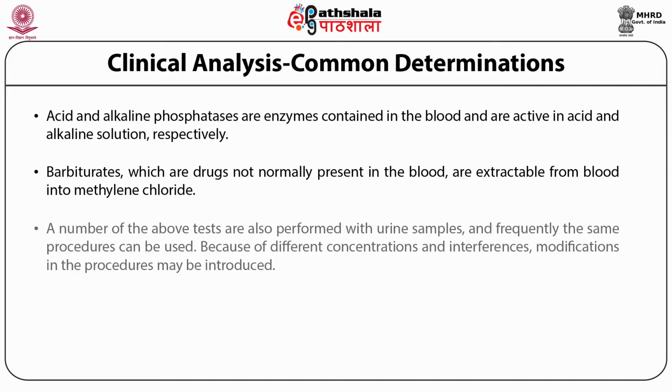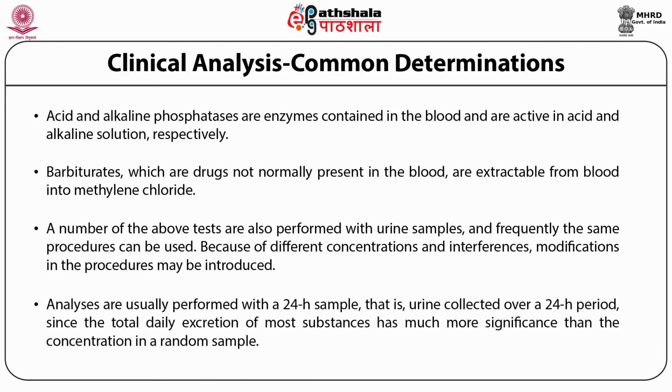A number of the above tests are also performed with urine samples, and frequently the same procedures can be used. Because of different concentrations and interferences, modifications in the procedures may be introduced. Analyses are usually performed with a 24-hour sample, that is, urine collected over a 24-hour period, since the total daily excretion of most substances has much more significance than the concentration in a random sample.